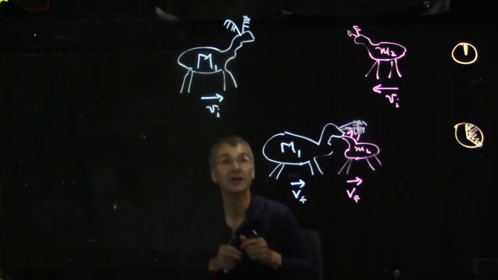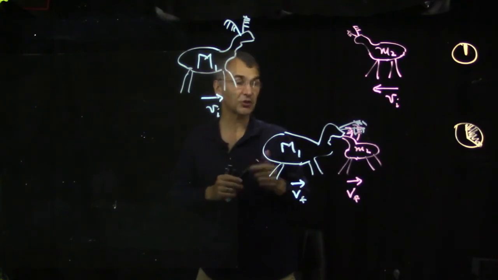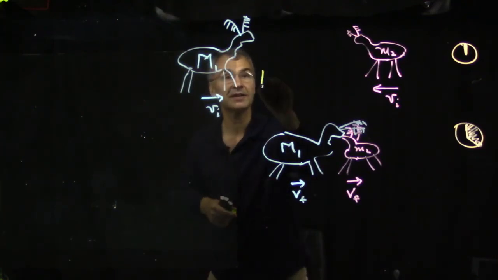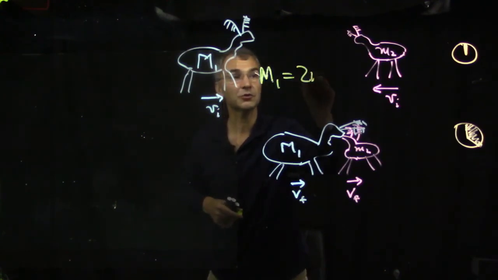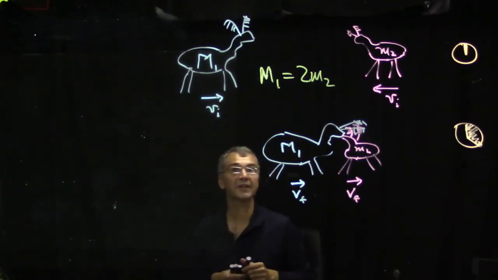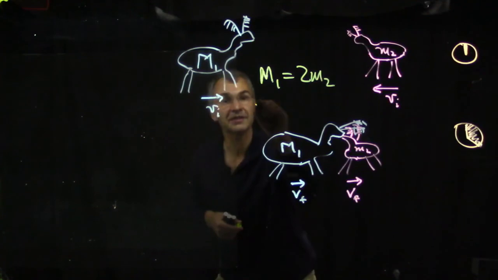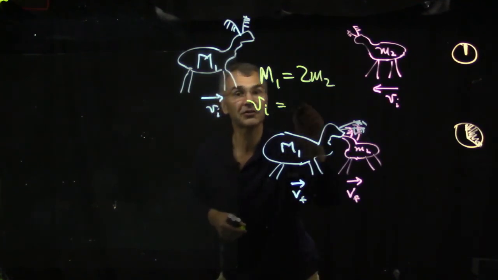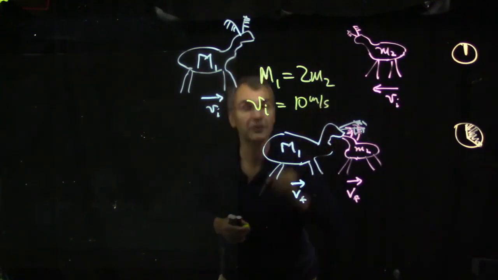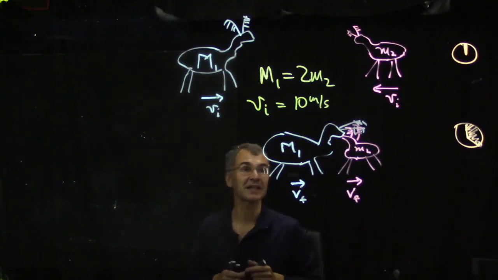I'm going to say, well, the problem actually is a little bit different. The problem is that you know the final speed and you want to predict the ratio of the masses. But I'm going to say that m1 equals 2 m2, and we want to know what is v final compared to v initial, okay? And let's say v initial is 10 meters per second, and the question is, what is v final? All right, I'm changing the problem a little bit.